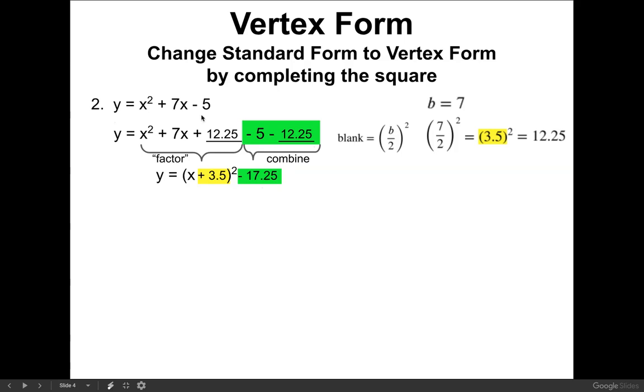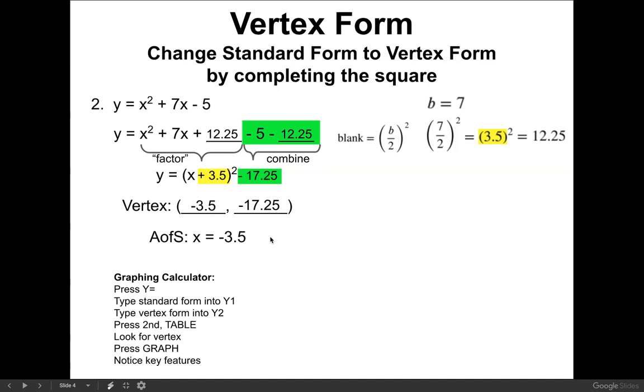So from standard form to vertex form, you can complete the square, and now we can name our vertex. Our h, we want to name the opposite of what we see, so negative 3.5. For the k, we want to write down exactly what we see, negative 17.25. Our axis of symmetry is going to be negative 3.5, the same as our x value of our vertex.